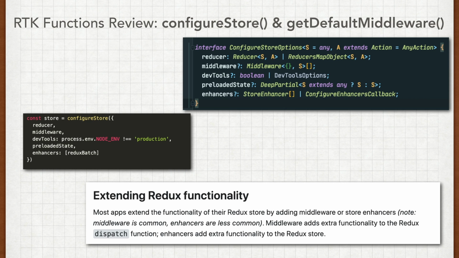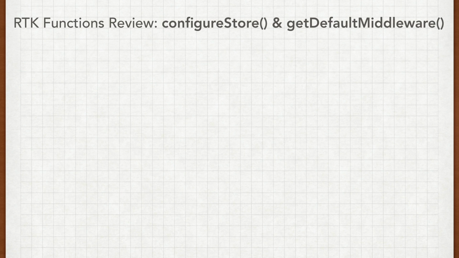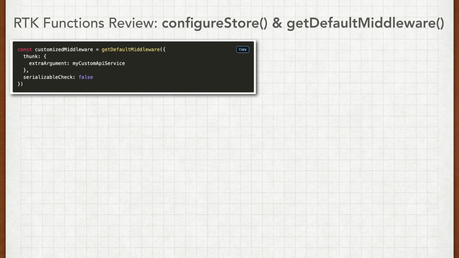They npm installed this thing called redux-batch, and they passed that on as a single element in an array to the enhancers. So this is how you use enhancers. And before we go on to the other functions, let's just talk about the getDefaultMiddleware real quick. So we've been using this, it gives you the default middleware, but you could actually pass in an object to customize it. So here's an example of that.